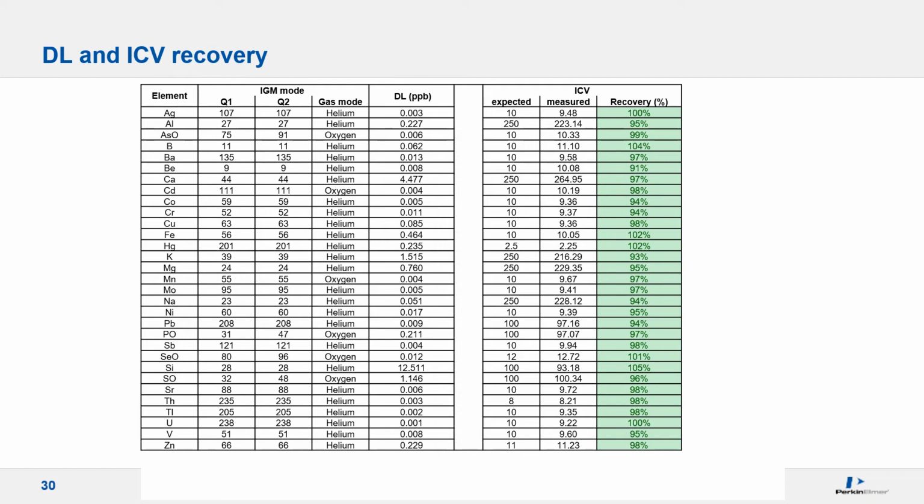The detection limits for all 30 elements can also be seen on this slide. An initial calibration verification was taken after the calibration from a second source to verify the calibration. You can see that all elements came back within plus or minus 10% of the expected value.